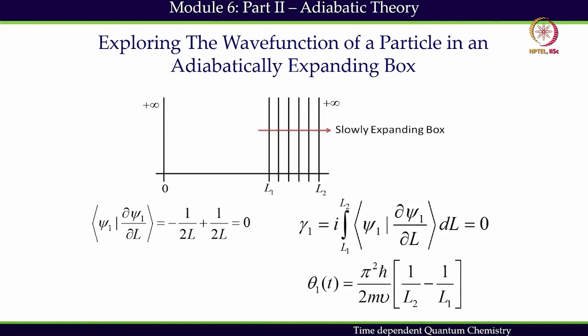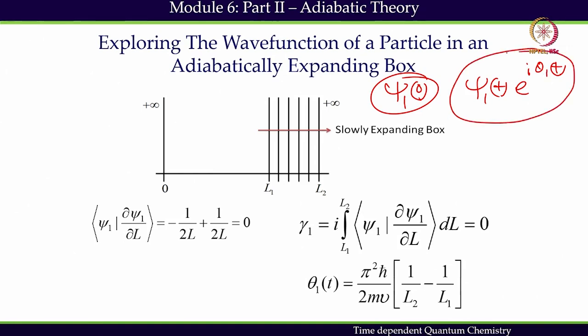So, what we have observed is summarized here. Initially the wave function was this, finally the wave function would be this multiplied by e to the power i theta 1 t, because we started with the ground state wave function. So, it is going to be theta 1 t, and gamma 1 vanishes. So, this is the final wave function after the expansion, and theta 1 t is given by this expression.